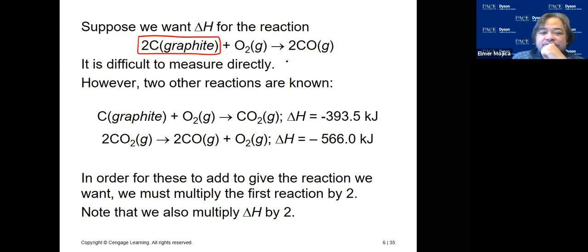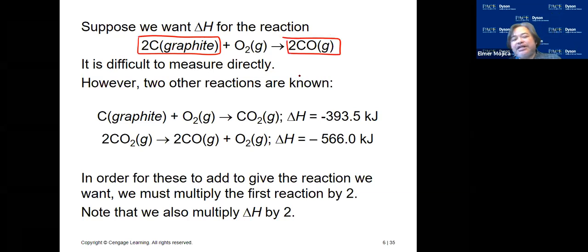graphite producing CO. It's difficult to measure that directly. So what do you do? You find some known reactions that have the delta H. And if you combine the different reactions, most likely it will give you the reaction that you're looking for. So for instance here, you want to get the enthalpy when two carbon graphite reacts with oxygen to produce CO, but it's difficult to do that directly.